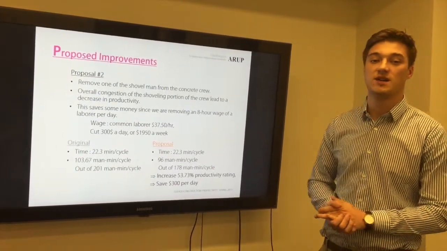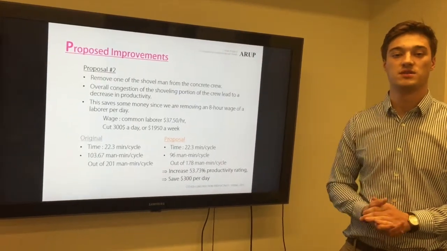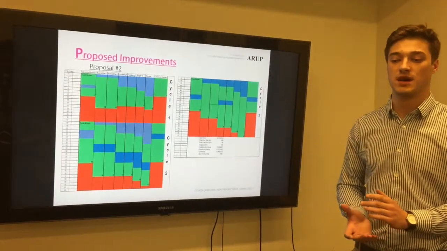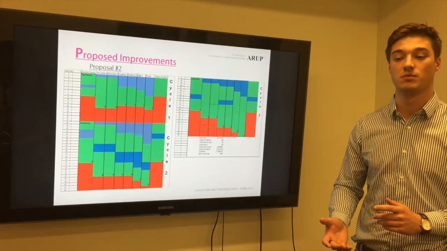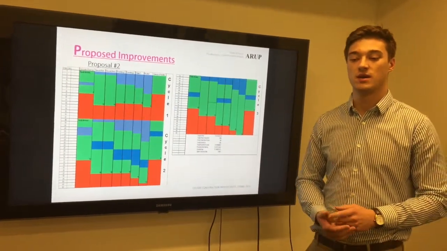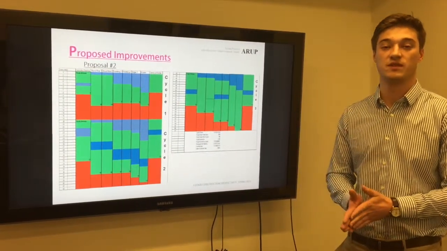The cycle time would stay at 22.3 minutes, but the productivity would increase from 51.6% to 53.73%, as the congestion would be decreased, which would allow workers to be more productive. This slight increase in productivity would be worth it because the labor cost would decrease such a significant amount.